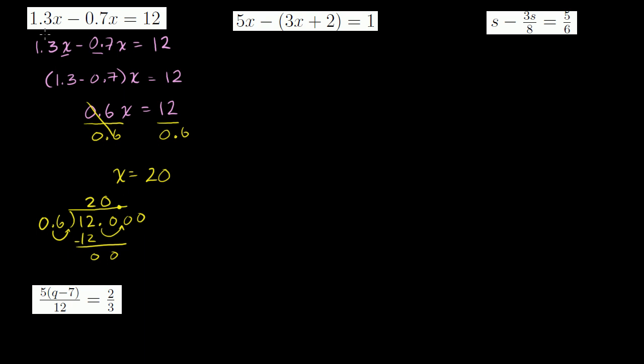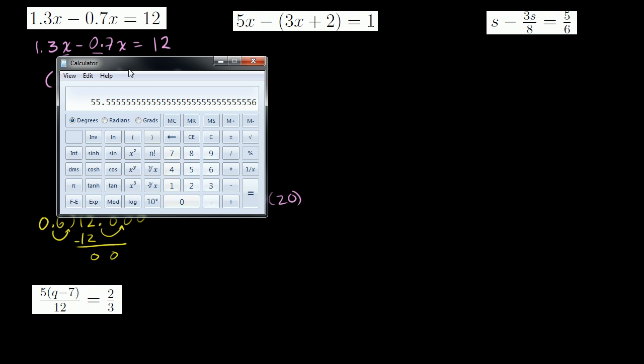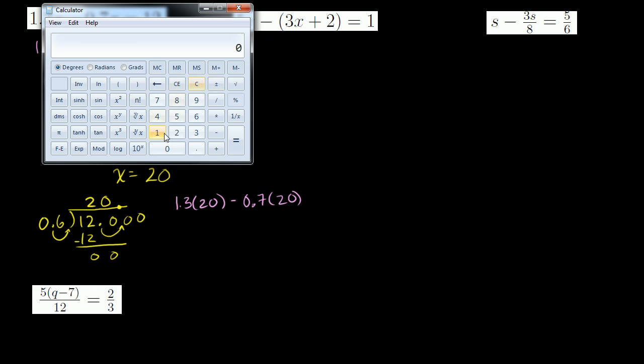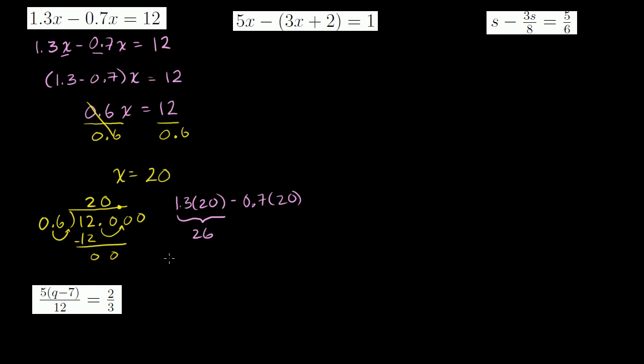And we can verify. Let's substitute back: 1.3 times 20 minus 0.7 times 20. Let's verify that that is equal to 12. So I'll take the calculator out just so you don't have to trust my math. 1.3 times 20 is equal to 26. And then 0.7 times 20, I don't need a calculator for that. That is 14. 26 minus 14 is 12. So it checks out. We got the right answer for this equation. x is equal to 20.